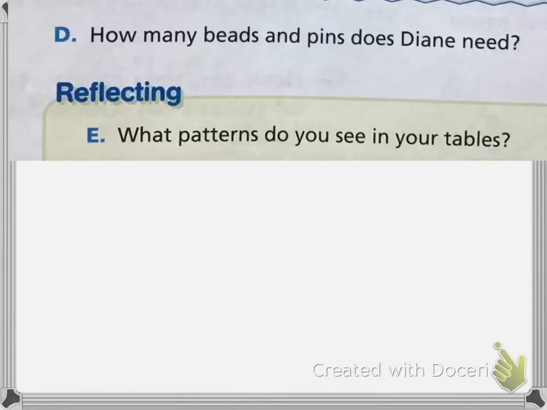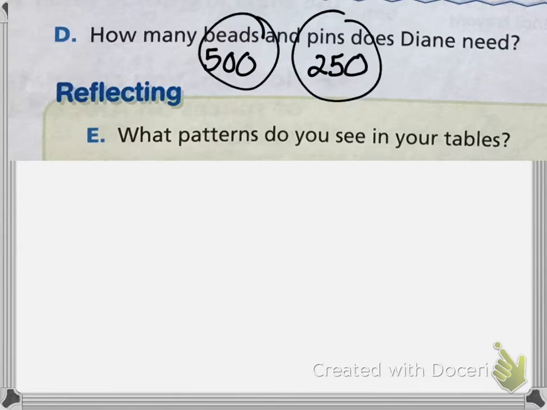How many beads and pins does Diane need? So the beads in the first one was 500 and the pins was 250. Okay, so there's our final answer for 5 bracelets. So that together will make 5 bracelets.